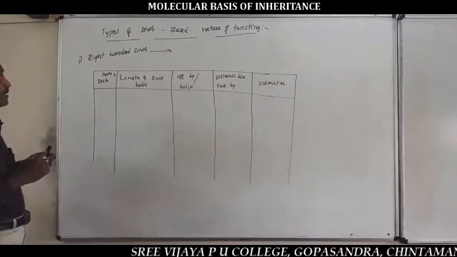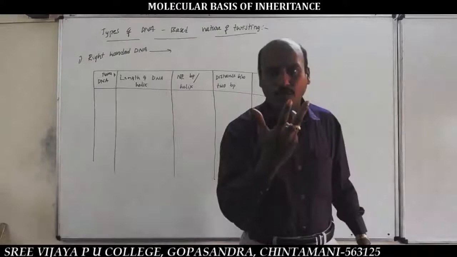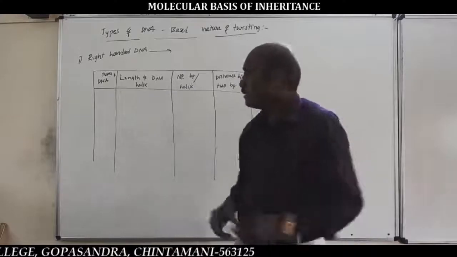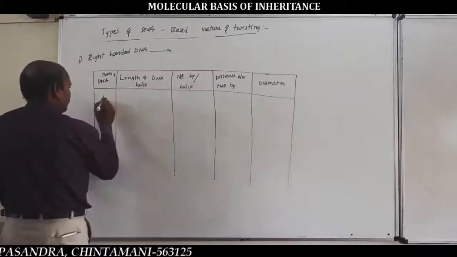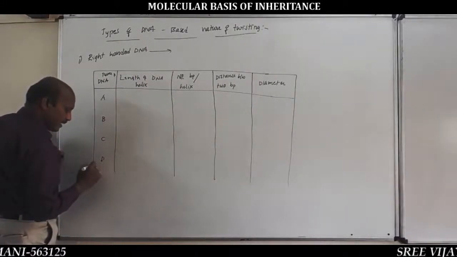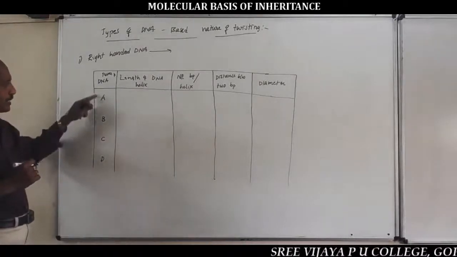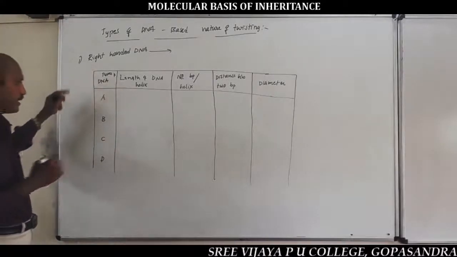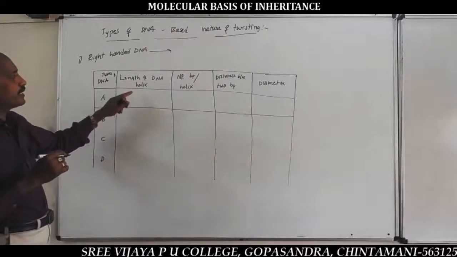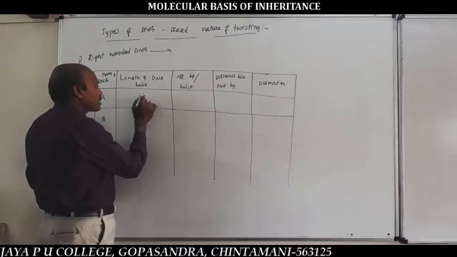Listen here. Right-handed DNA. In right-handed DNA, the two polynucleotide chains are twisted in right-hand direction, in clockwise direction. Examples: A DNA, B DNA, C DNA and D DNA. A, B, C and D DNA are the four examples of right-handed DNA. In the A DNA, length of DNA helix, length of one gyrus, is 28 angstroms.